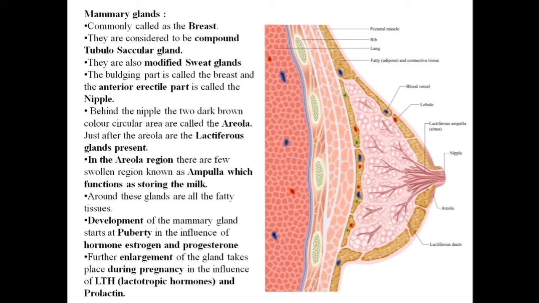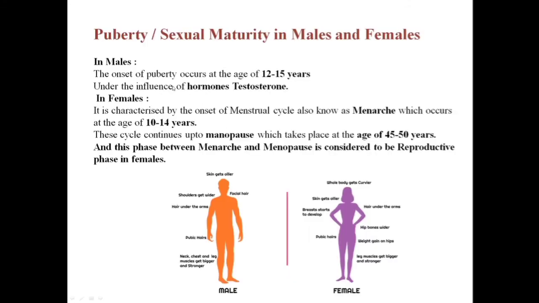So here we have seen all the parts of the female reproductive system, and we have also studied the external genitalia, what the parts of it are, and we have also seen the glands associated with it. In the next part, we will be studying puberty or sexual maturity in males and females.